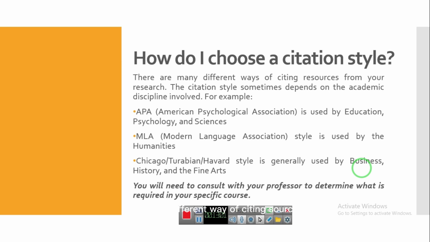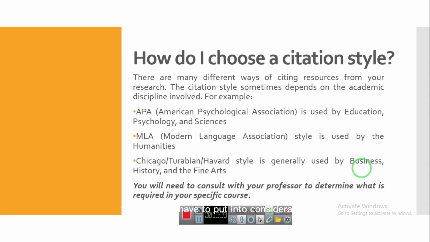There are different ways of citing sources from your research. The citation style sometimes depends on the academic discipline involved. For example, if you're a 100 level student, you'll be hearing something like maybe you have to use APA style, or if you're a 400 level student or a 300 level student, or maybe a postgraduate student, you'll be hearing something like, okay, use APA style, use Harvard style, use Chicago style, use MLA, use Turabian.